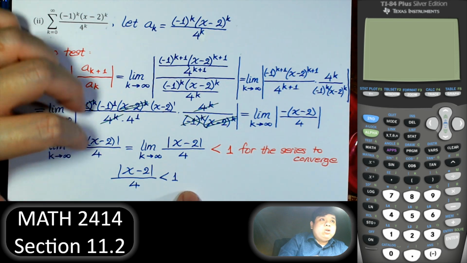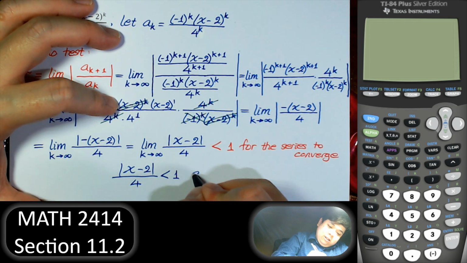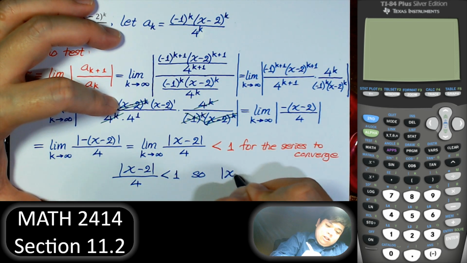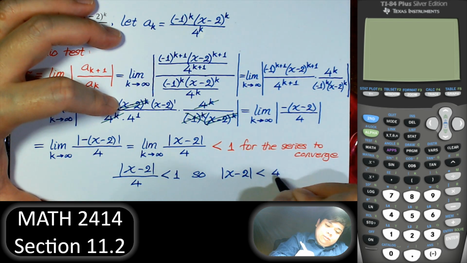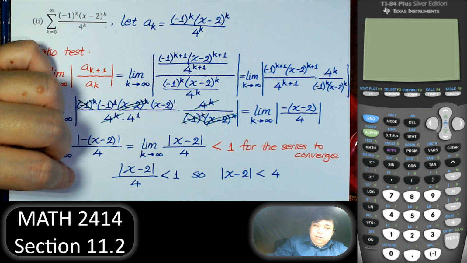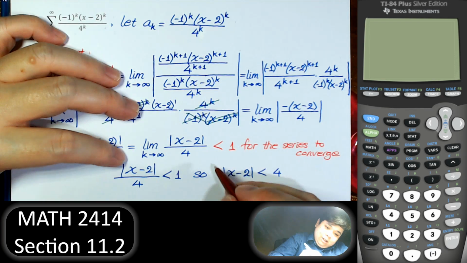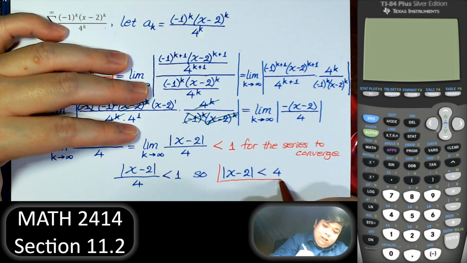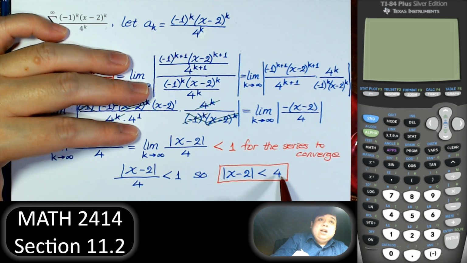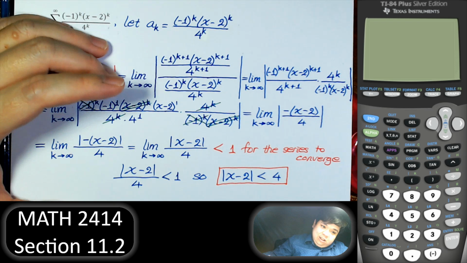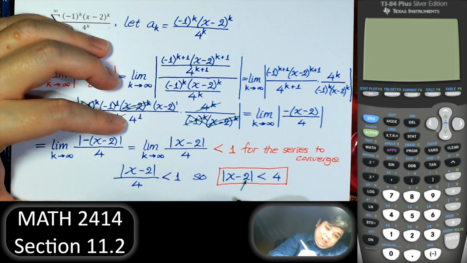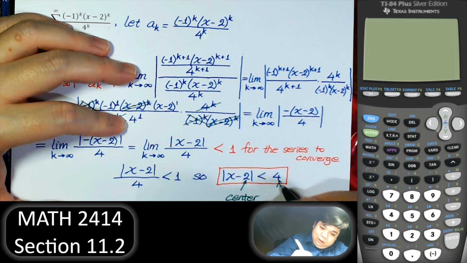Multiply 4 on both sides. We have the absolute value of x minus 2 less than 4. So the 4 here is the radius of convergence, and the 2 is the center.